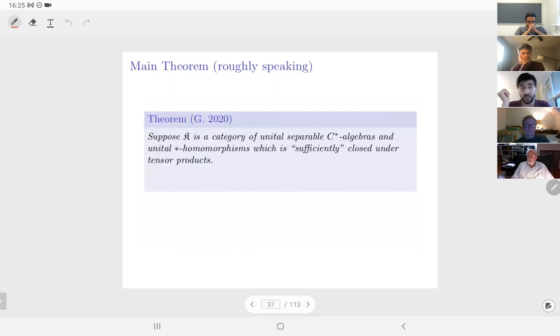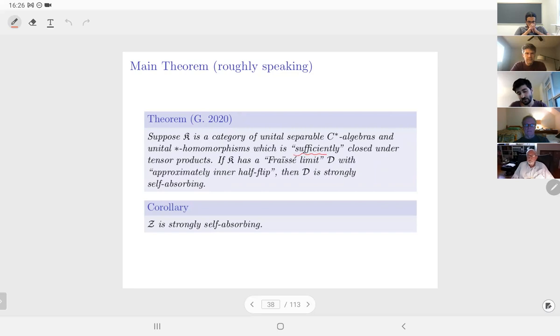All right, so here's the main theorem that I proved. This is not a precise statement of the theorem, but roughly I showed that if you suppose K is a category of unital separable C star algebras and unital star homomorphisms, which is sufficiently closed under tensor products. What I mean by sufficiently, I'll try to make clear later on. Then if K has a Fraïssé limit D, and D has approximately inner half flip, then D is strongly self-absorbing.